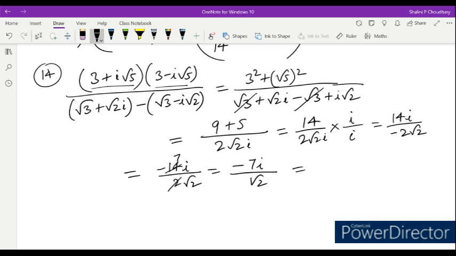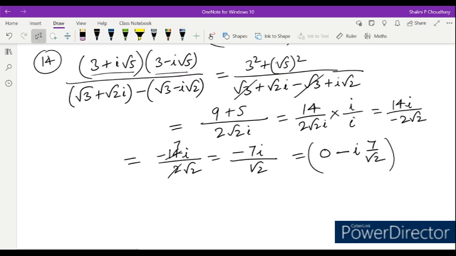Okay, so we can write like this: 0 minus i 7 upon root 2. This is in the form of a plus ib. Okay, I hope you understood the concept.